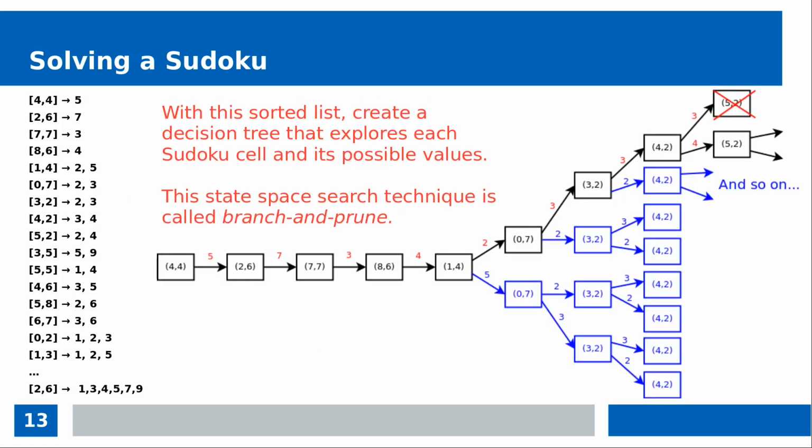And then as soon as we have found a value for every one of the cells, then we have solved our Sudoku. And we have a branch of 81 nodes, each with a feasible value provided.